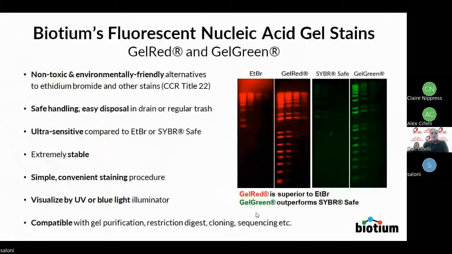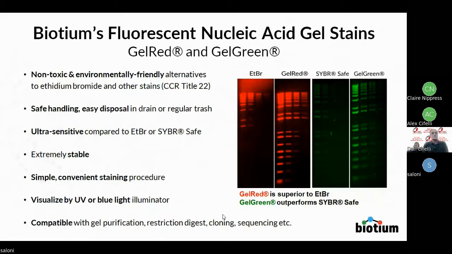As gel stains are staples in most labs and used in large amounts, and the most commonly used dye is ethidium bromide, which we know is highly mutagenic, labs have always been looking for safer and more environmentally friendly alternatives. So GelRed and GelGreen are fluorescent nucleic acid gel stains, which were developed as safer and more environmentally friendly alternatives to ethidium bromide.